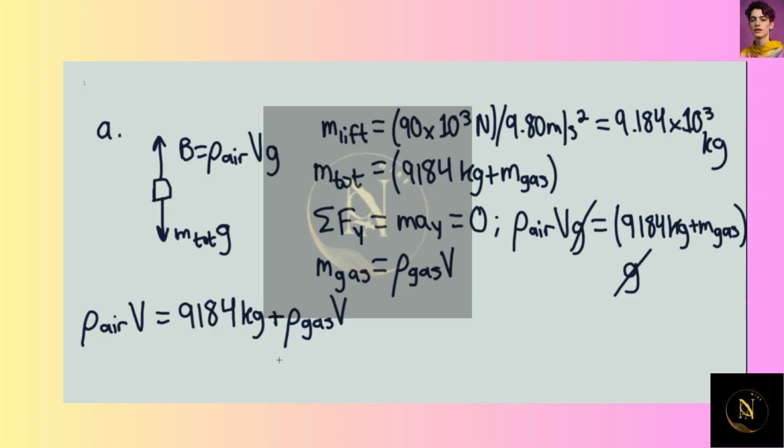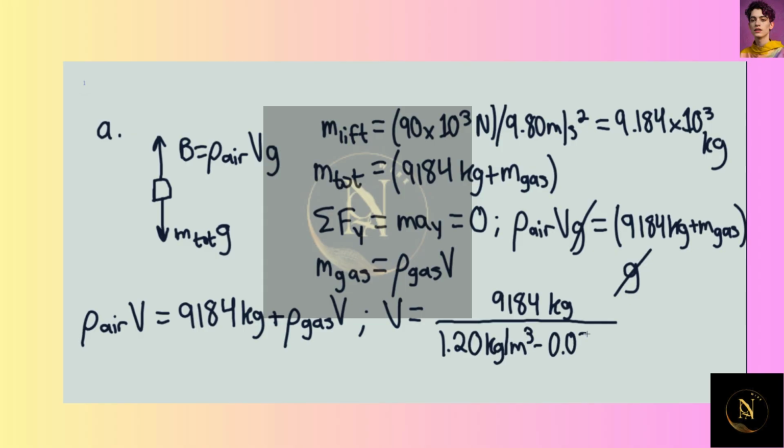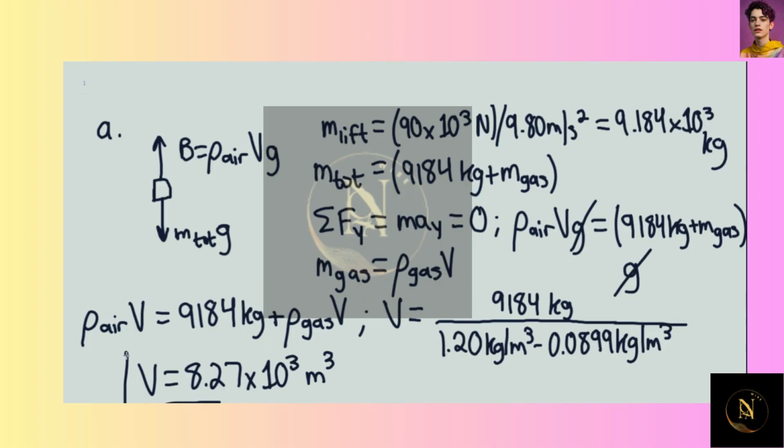So for the answer for part A, for the volume, this would be equaling 9,184 kilograms divided by the density of the air, 1.20 kilograms per cubic meter, minus the density of the gas, 0.0899 kilograms per cubic meter. And we find the answer for part A being the volume equaling 8.27 times 10 to the third cubic meters. This would be our final answer for part A.